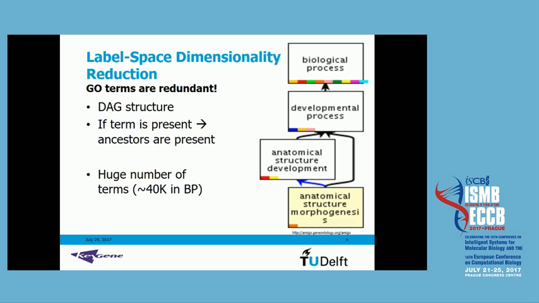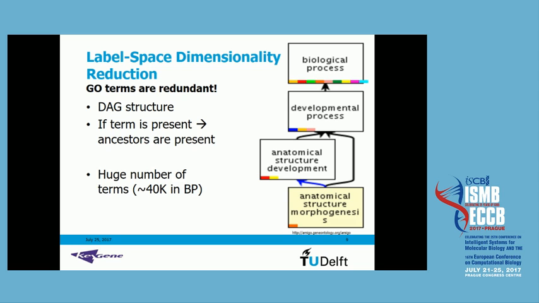So that was idea number 1. Now idea number 2, which is based on the redundancy of the Go terms, which has been mentioned several times in this meeting. So if a protein is annotated with a specific term, then by definition of the hierarchy, we know that it is annotated to its ancestors as well.